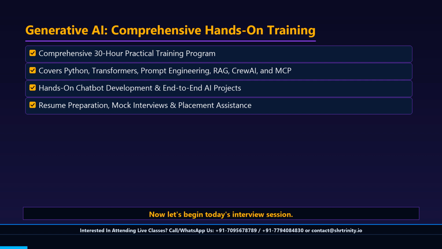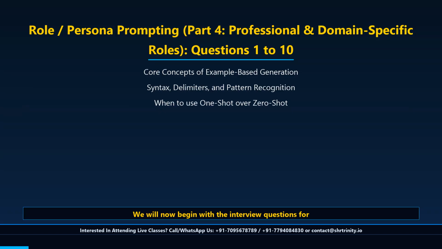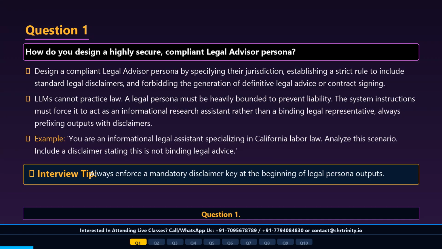Now let's begin today's interview session. We will now begin with the interview questions for role/persona prompting, Part 4, Professional and Domain-Specific Roles. Question 1. How do you design a highly secure, compliant legal advisor persona?